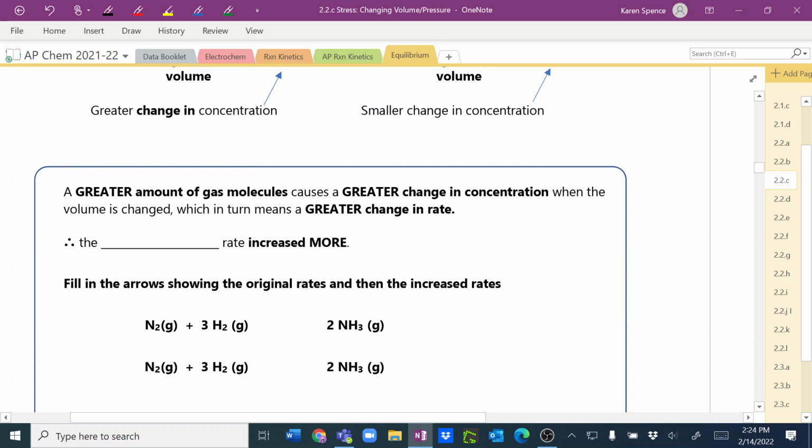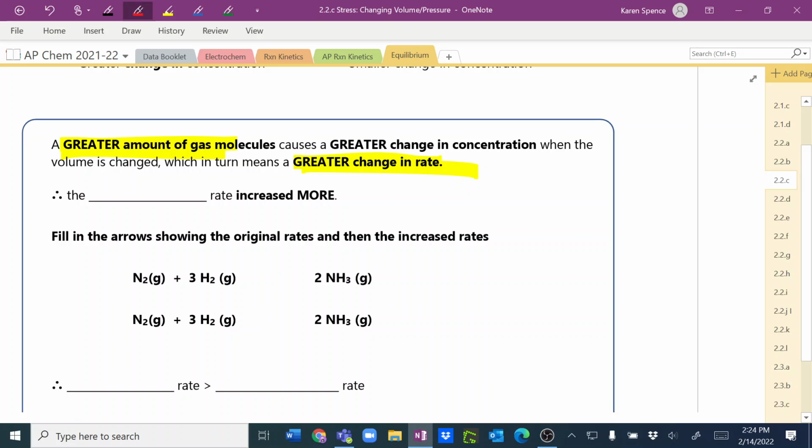So a greater amount of gas molecules caused a greater change in concentration when the volume is changed. So we have a greater change in rate on the side with the greater number of gas molecules. And that means that the forward rate increased more. So if we are filling in our original rate, that would be like here and here. And then after we've decreased the volume, we would be like here and here.